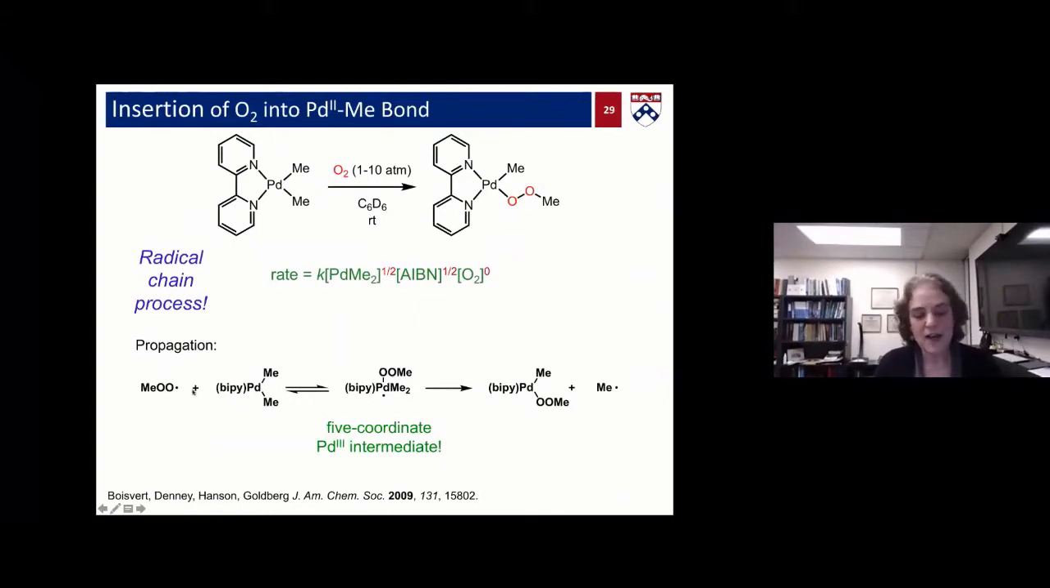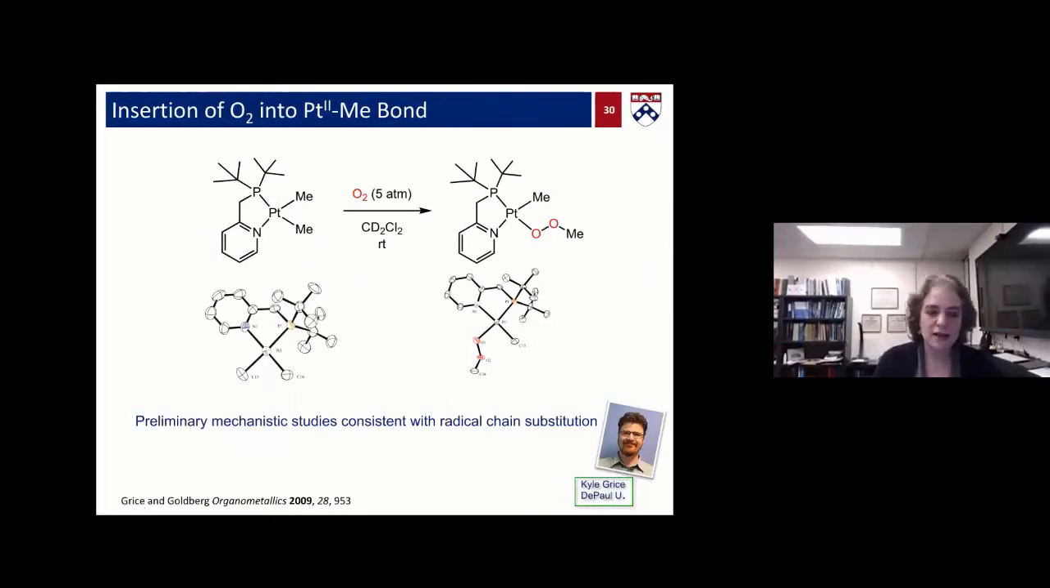That is, rather than an abstraction mechanism, which worked for hydrogen, but it's hard to abstract a whole methyl group, what happens instead is this peroxymethyl group adds to the palladium-2 center. So you do an associative substitution to form this 5-coordinate palladium-3 intermediate, and then this kicks off methyl radical, which reacts more with oxygen to go back to your radical chain carrier, and this goes around again and again. And this palladium-3 intermediate actually also participates in the termination step. So that gives you the rate law shown here.